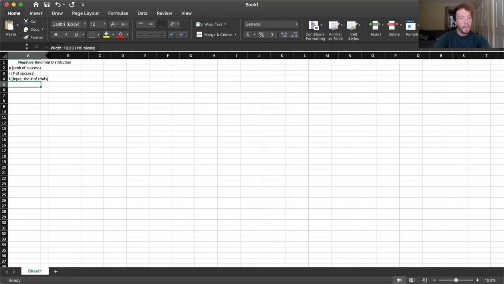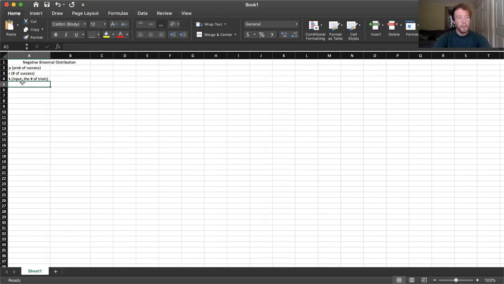Right? So these are our three inputs. What sort of things do we want to be able to calculate? We want to be able to calculate the probability that X is equal to K. We want to be able to calculate the cumulative probability that X is less than or equal to K. What else might be nice? We might want to know the expected value. We might want to know the variance. So these are all of the different things that we have.